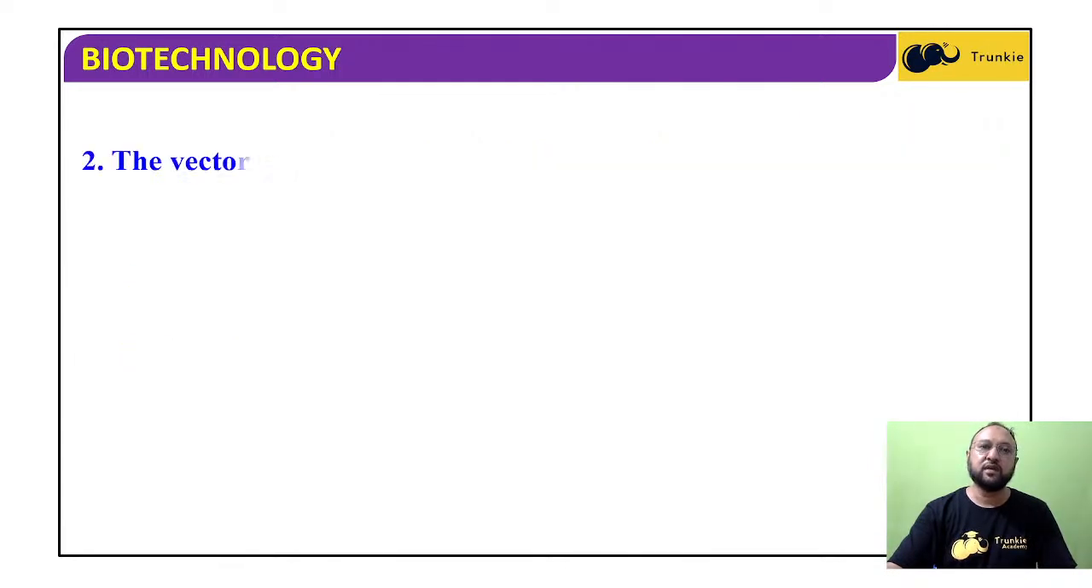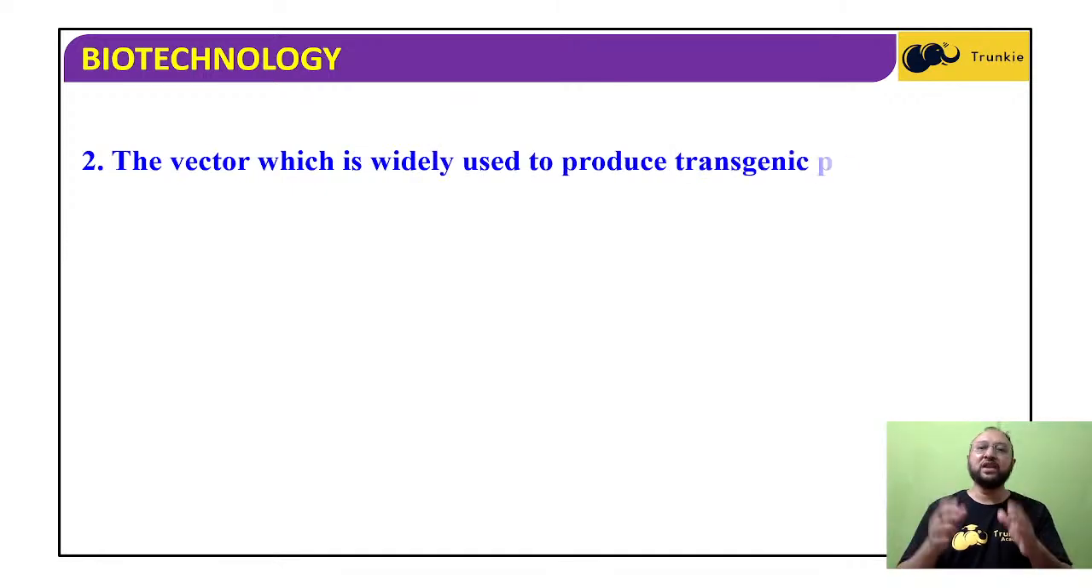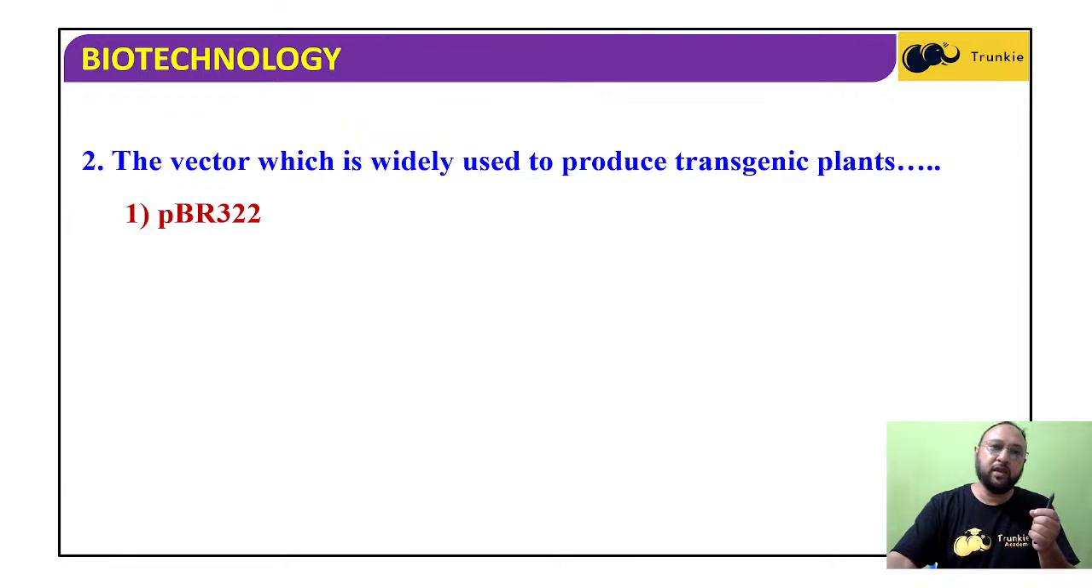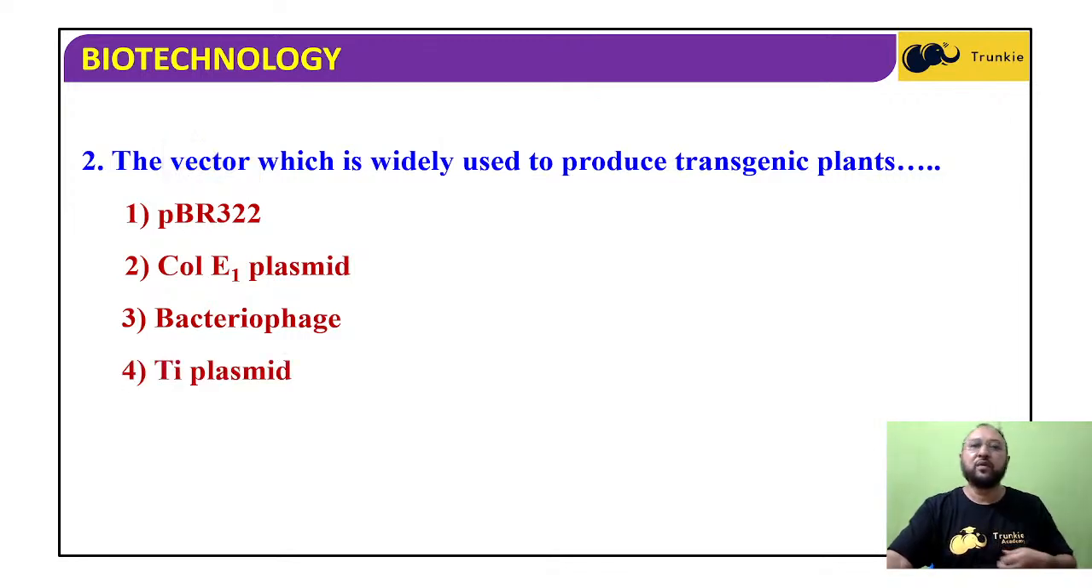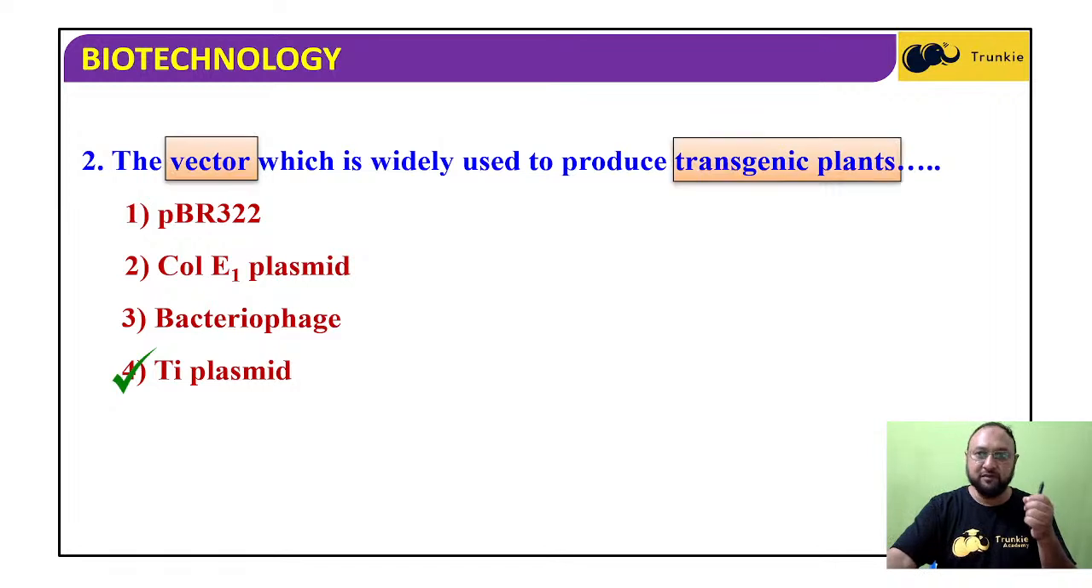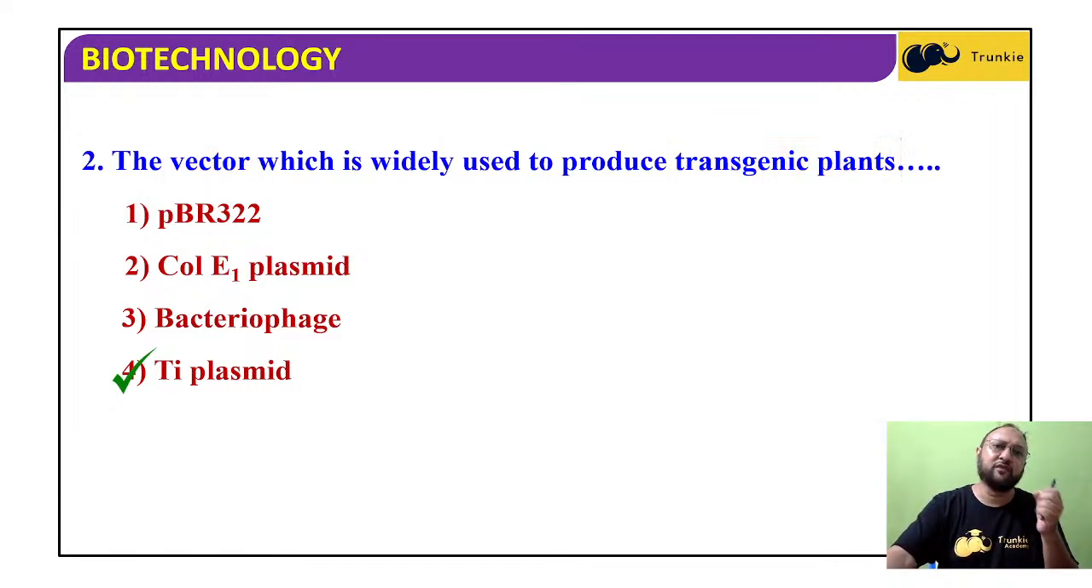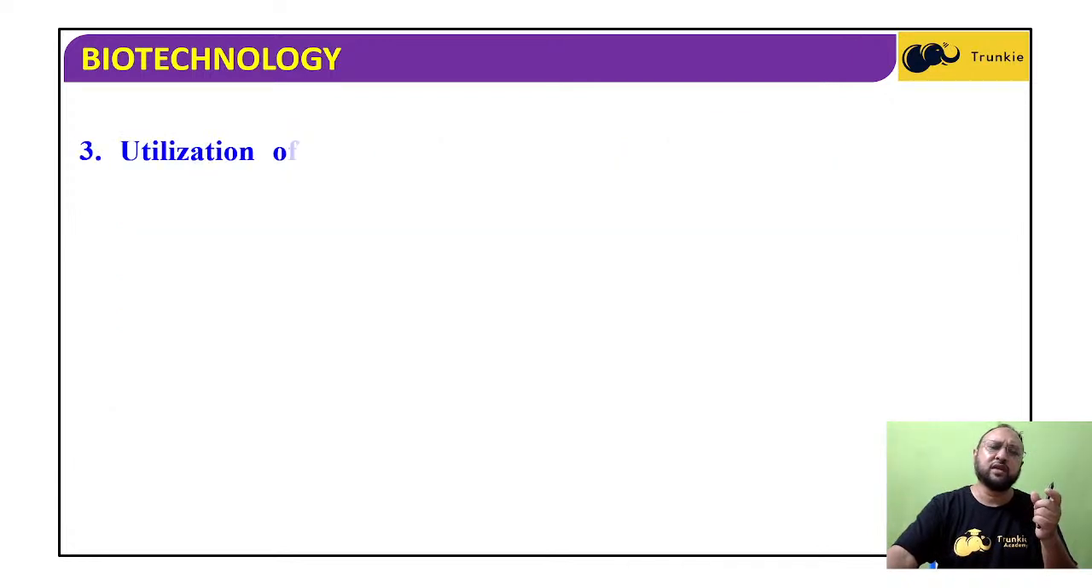Now the vector which is widely used to produce transgenic plants: pBR322, ColE1 plasmid, bacteriophage, or Ti plasmid. So the widely used one is the Ti plasmid. With the help of this only, transgenic tobacco was obtained. So it's the Ti plasmid, a widely used vector.